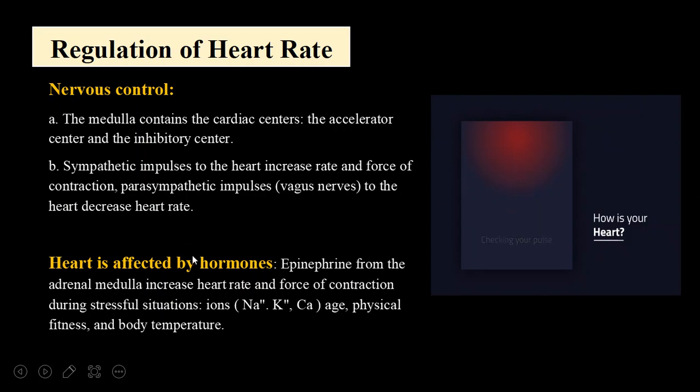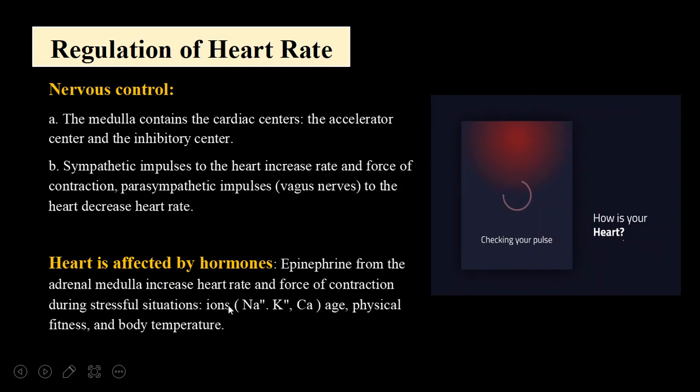So the heart is affected by hormones. So what affects our heart? We have hormones. We have the epinephrine from the adrenal medulla. So this hormone is from the adrenal medulla. This increases heart rate. So this epinephrine increases heart rate and force of contraction during stressful situations.